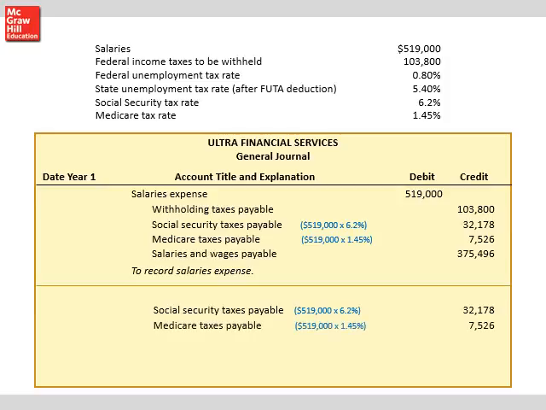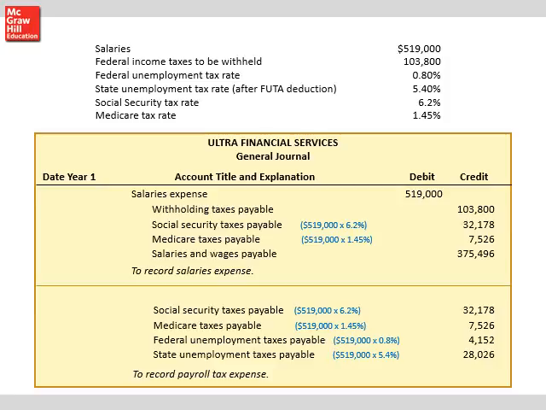We're going to have the Medicare taxes payable. Again, that's a match by the employer. Then the federal unemployment taxes will be $4,152. That's 0.8% of the 519,000, and the state unemployment tax is 5.4% of the 519,000. So that records our payroll taxes, and that total comes to $71,882.